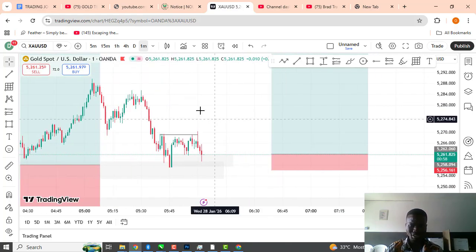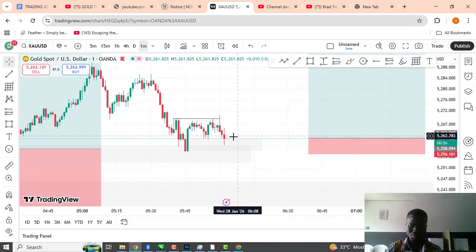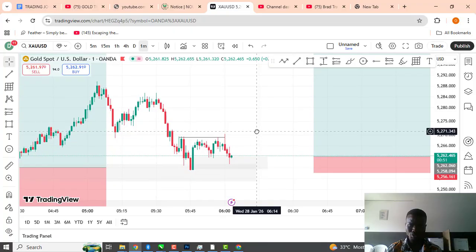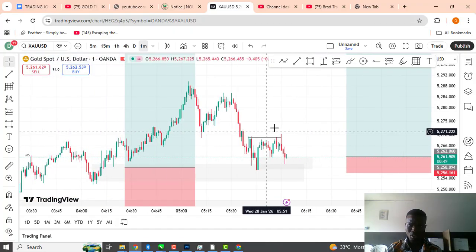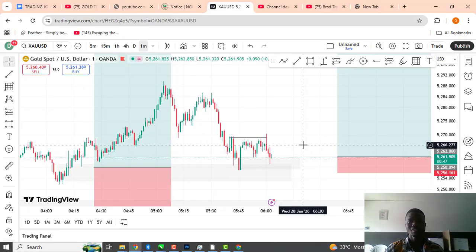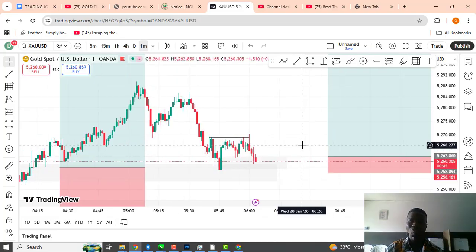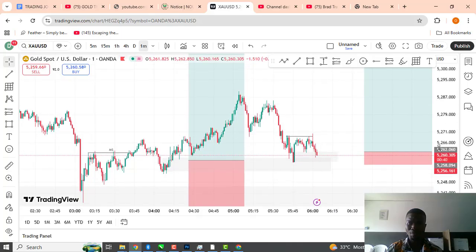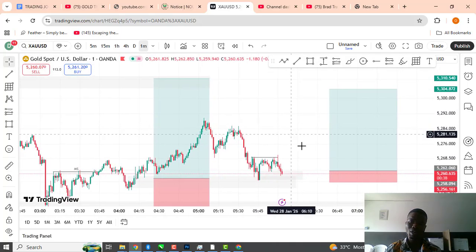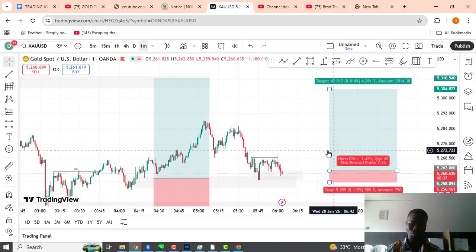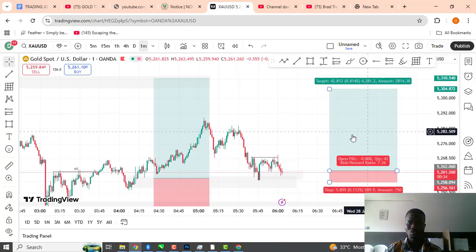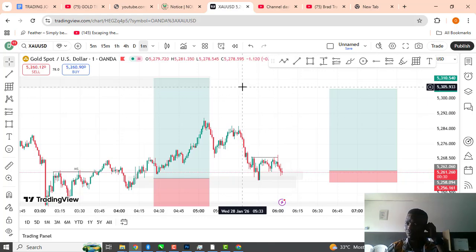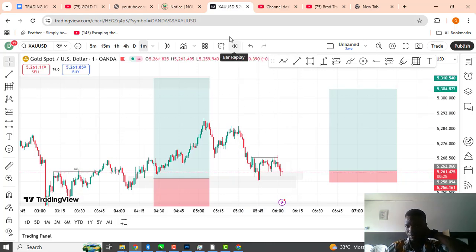You can see that the price has actually retested this zone, but I'm not sure price will continue this upward movement. I'm not sure, but let us see what we have. I have not entered this trade right there, but this one is ongoing. So let us see what the market is going to do.